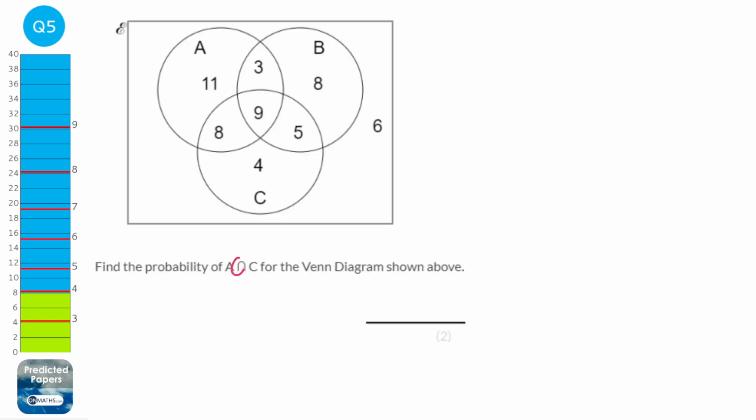The symbol here basically means and, and the way I remember it is if you draw that symbol and just put a line through it, you can make the word and. So we're looking at the probability of getting something that is in A and C. The only ones that are in A and C are this 8 and this 9 here. So we're going to just add the 8 and the 9 together, which gives us 17.